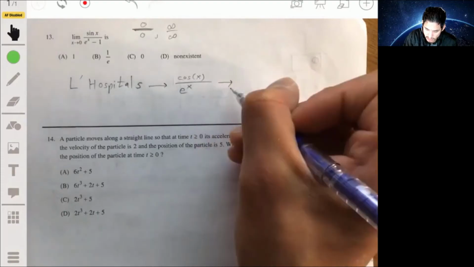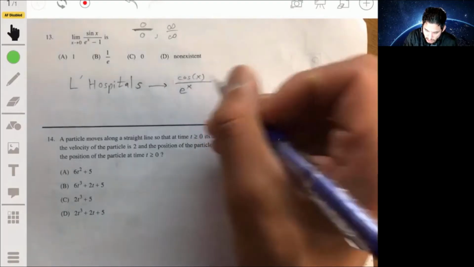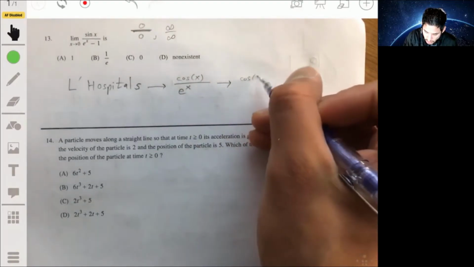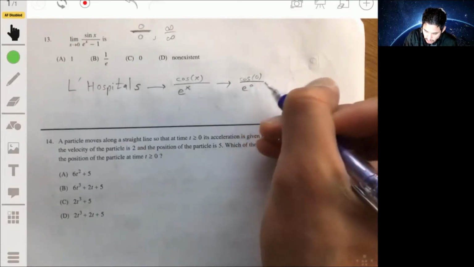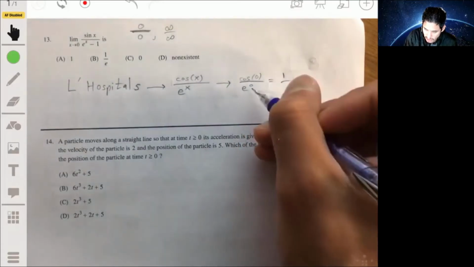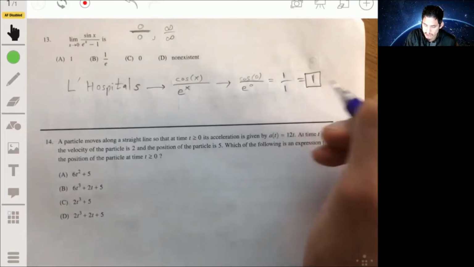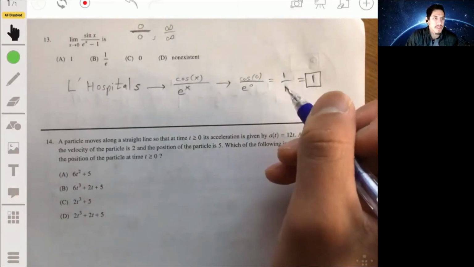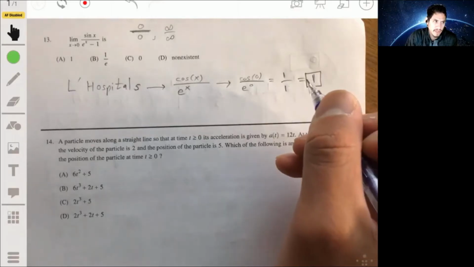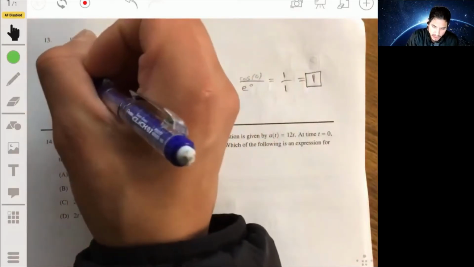You plug x equals 0, you'll get the cosine of 0 over e to the 0. Cosine of 0 is 1. E to the 0 is 1 as well. And so then you'll get 1. And so you get some clear number, some clear value. And so the answer will just be A.